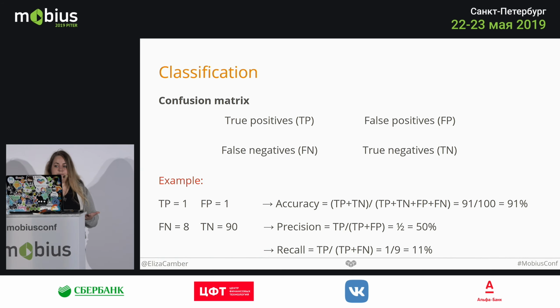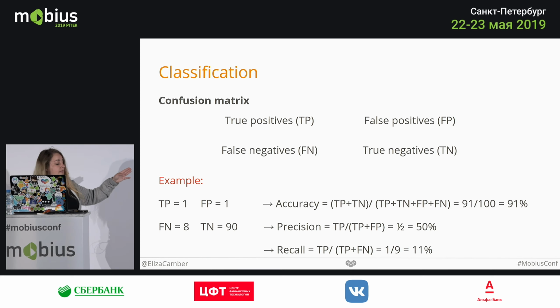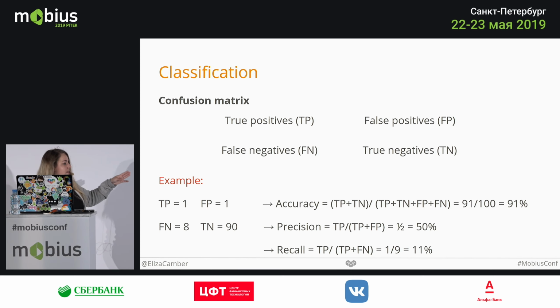It's pretty self-explanatory. So we can see here that we have the true positives is 1, the false positives is also 1, the false negative is 8, and the true negative is 90. So the accuracy for this model is 91%. Which you would say, wow, that's a pretty good model.